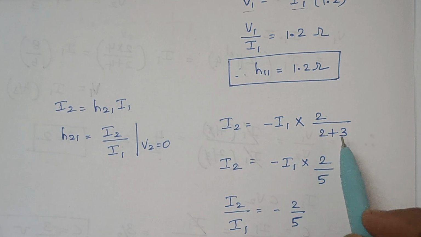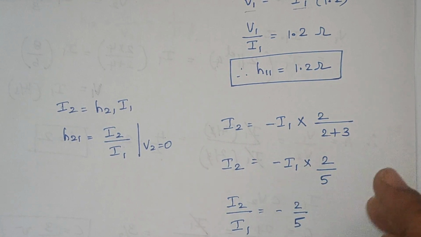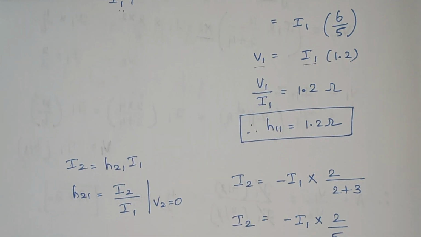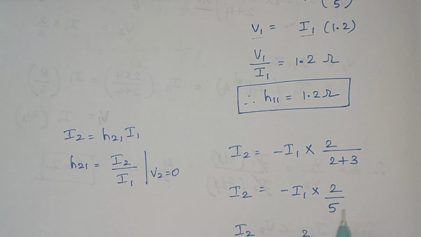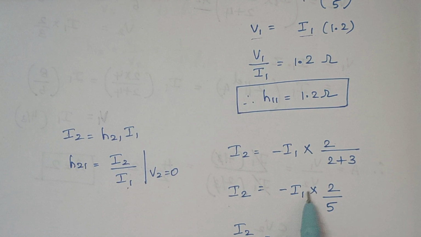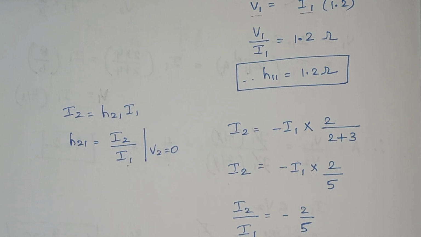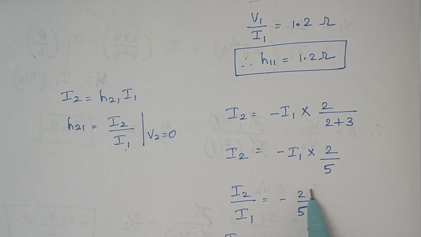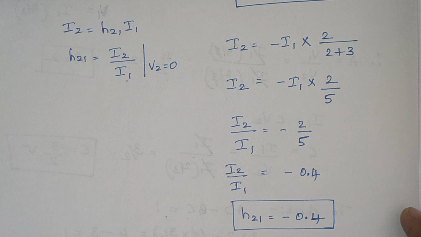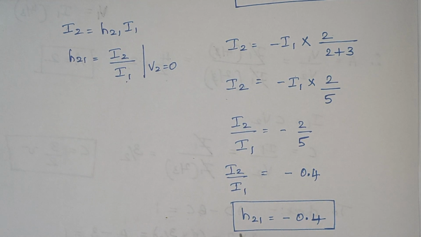So here, can you tell me why we had inserted a minus here? Because the direction of I2 and I1 are opposite to each other. So here I2 is given by minus I1 into 2 by 5. So anyway, we need the ratio of I2 by I1. So here I have I2, here I have I1. So when you rearrange, I2 by I1 is given as minus 2 by 5. Once you simplify, here we end up with minus 0.4. So H21 is given as minus 0.4. Since this is the ratio between currents, there is no unit. So H21 is minus 0.4.